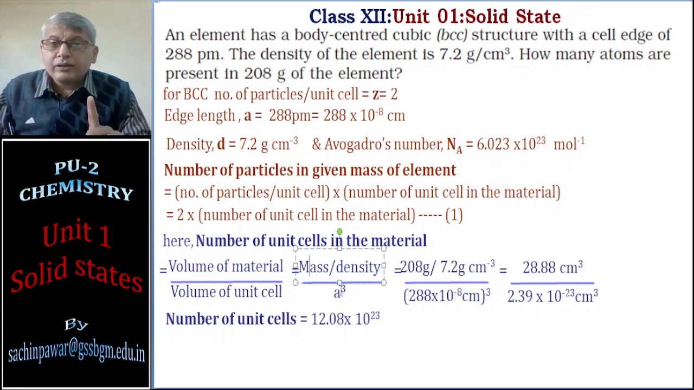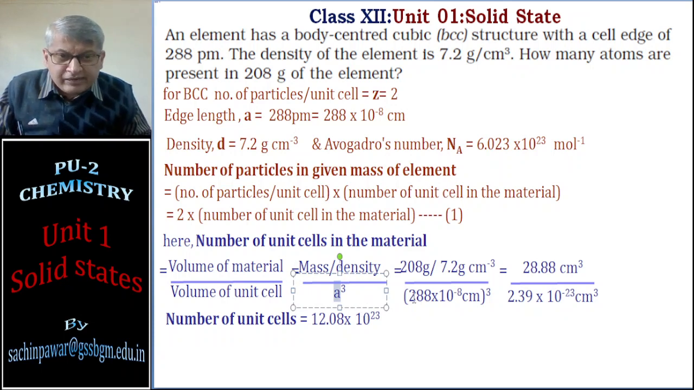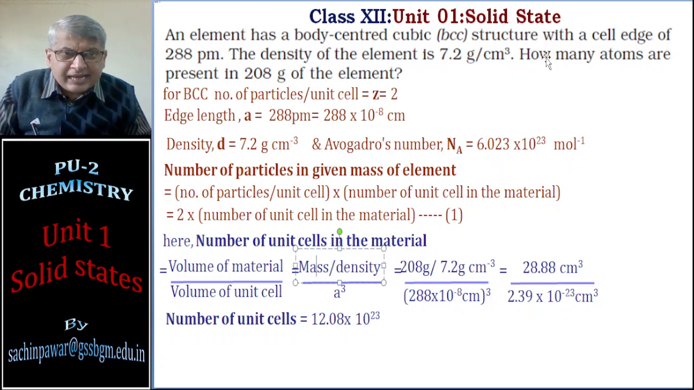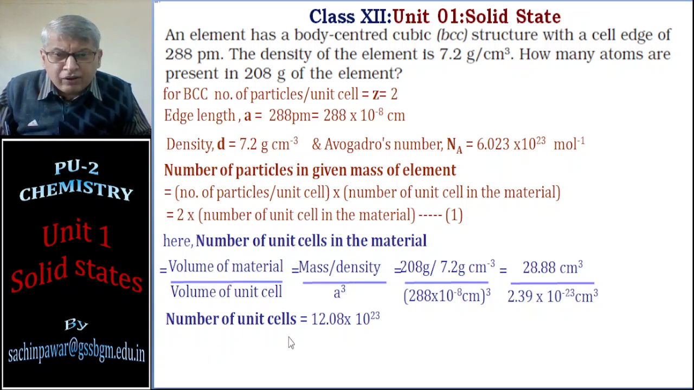Since it is a cubic system, a is known to me, so I can substitute the value of a in centimeter. Mass I can substitute because I have to find out in 208 grams, therefore 208 grams. Density is 7.2 grams per cm cube, so I will substitute, and on further calculation I will get the number of unit cells as 12.08 into 10 to the power 23.